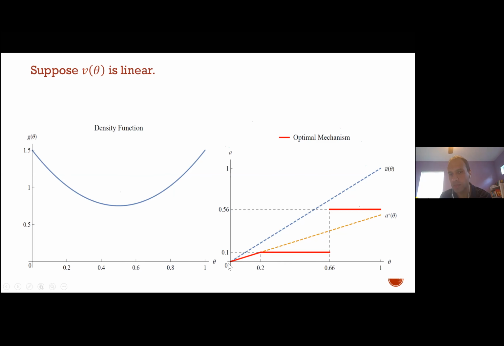All these types between theta and 0.66 choose a level of effort between 0 and 0.1. And types between 0.66 and 1 choose the level of effort 0.56. So notice nobody is excluded in this mechanism compared to the previous cases.